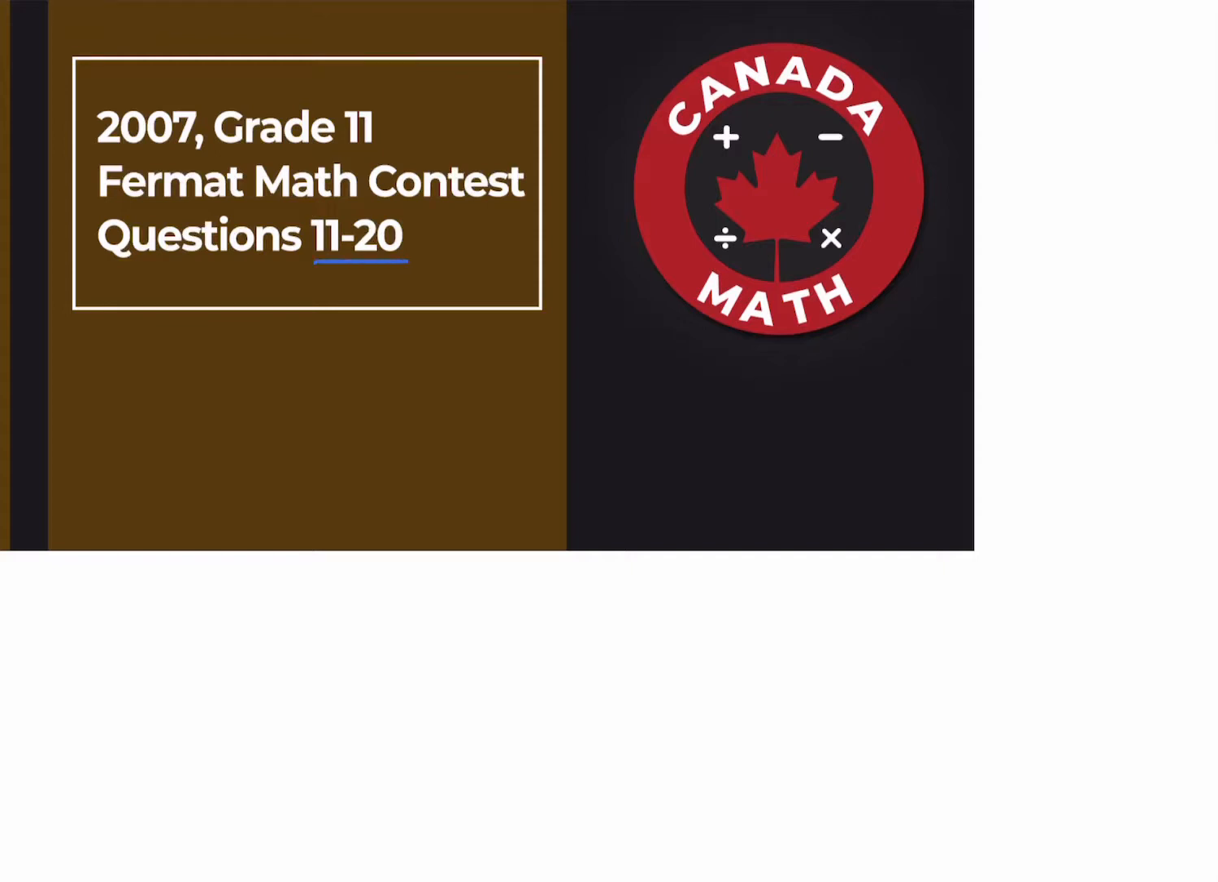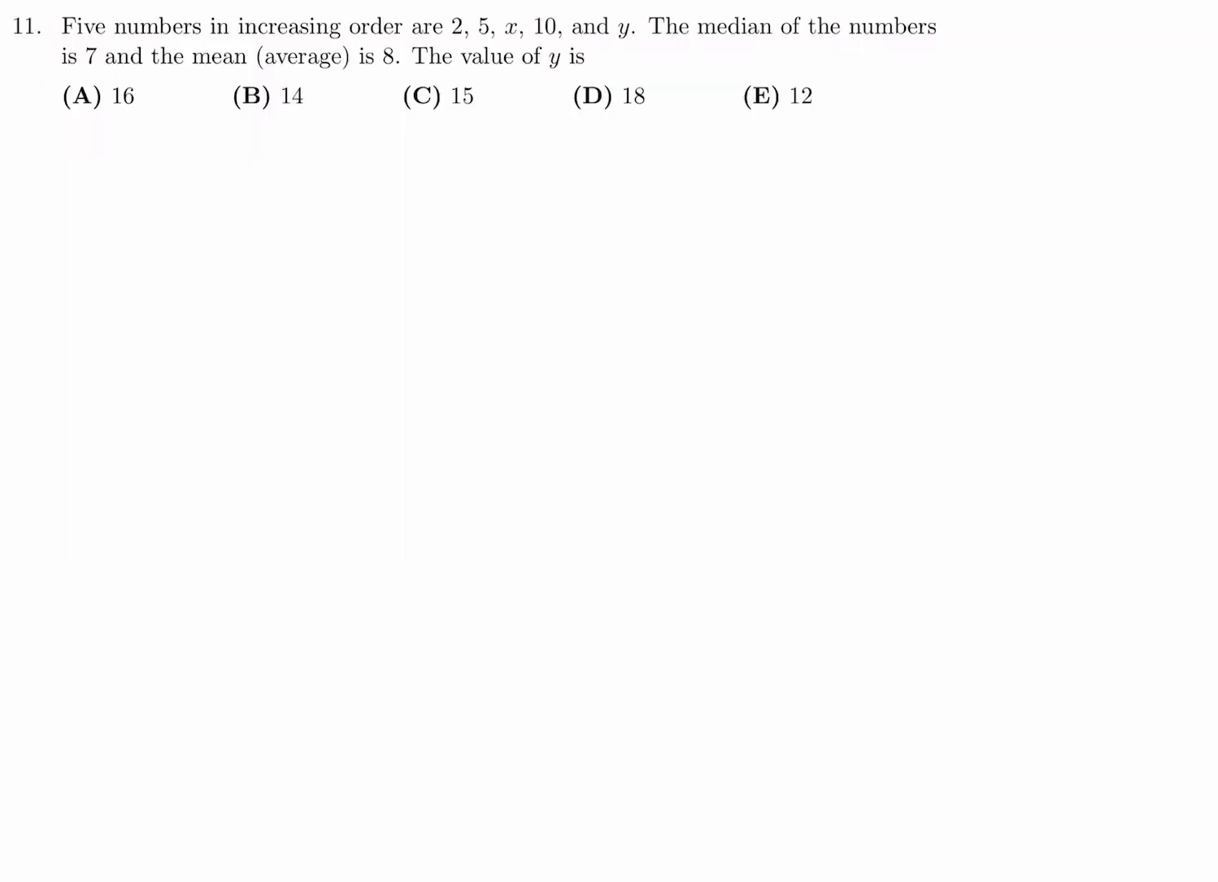Questions 11 through 20 on the 2007 Grade 11 Fermat Math Contest. Five numbers in increasing order are 2, 5, x, 10, and y. The median of the numbers is 7, and the mean is 8. The value of y is?